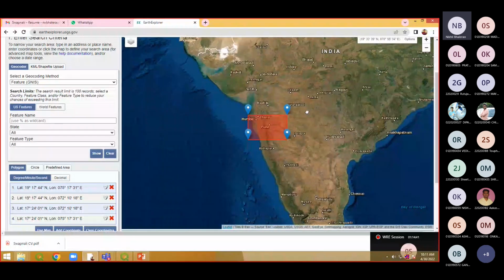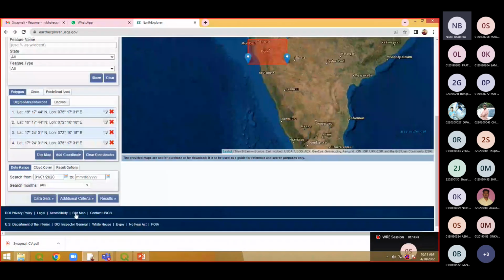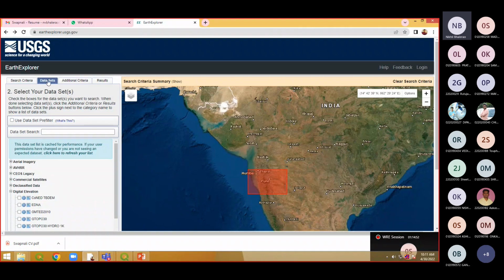Okay, that is how many topo sheets you need to add here. This is one thing, that I have provided the data. Now the next thing is that I need to check for the data sets. The second thing will be the second tab.